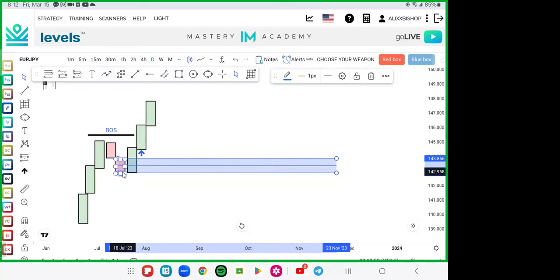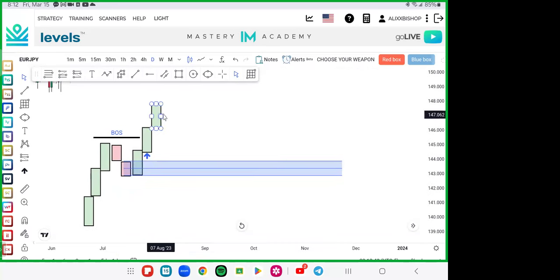Does anybody know what we're missing? We found our point of interest to buy. But what are we missing, guys? If anybody wants to take a guess. It's okay if you don't know. It's all good. We're missing our stop loss.